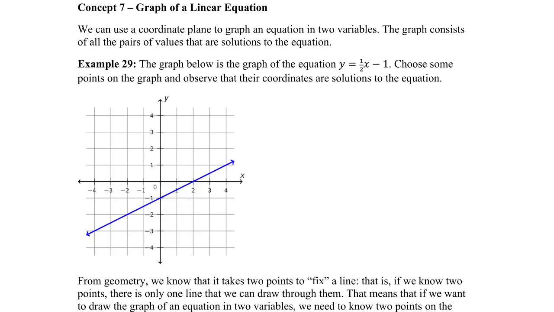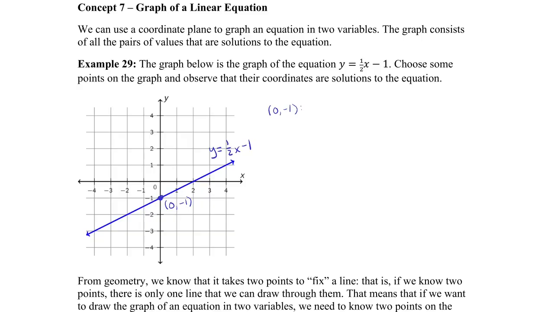So as an example, I claim that this picture is the graph of y equals a half x minus 1. And when I make that claim, what I'm saying is that every point along this line is a solution to that equation. So here's a point on this line, right? This is the point x is 0, y is negative 1.